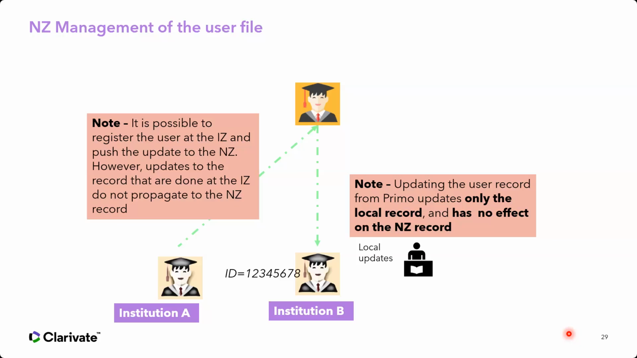This can be done when you create the account, when you register it for the first time. However, subsequent updates to the accounts must happen at the network zone. You cannot update in the institution zone and expect those updates to propagate to the network zone and from there to the rest of the institutions. It does not work in this way. The initial creation can be done at the institution and be pushed in this way to the network zone, but not the subsequent updates.